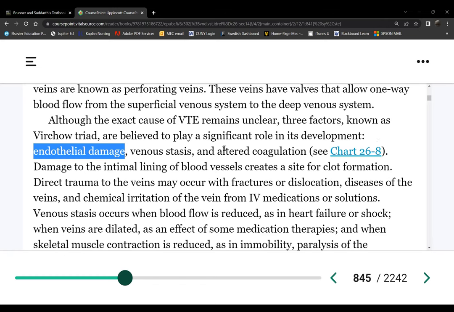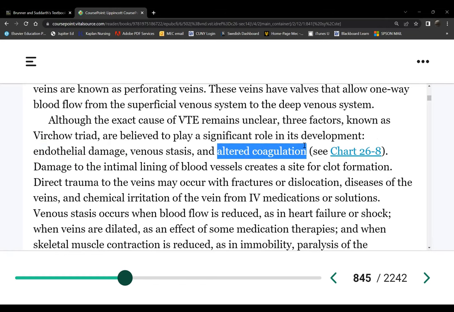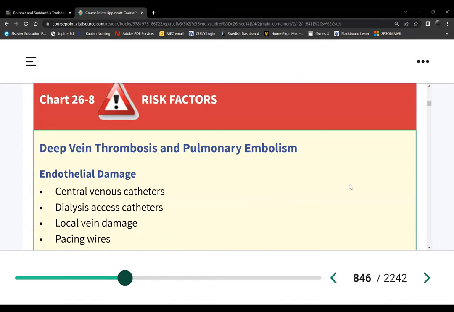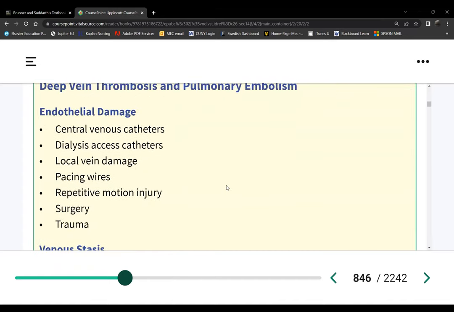Finally, the third of the triad is altered coagulation. Examples of this are cancer patients, patients who smoke, patients who take oral contraceptive pills, or any other type of blood disorder. So when I ask you on a test question which of the following patients are at high risk for PE or DVT, which ones would you choose? Those who have decreased mobility, those who have sustained any trauma to blood vessels, or patients in chart 26-8, right here. These are all the patients who have high risk for both DVT and PE. It'll be the same.